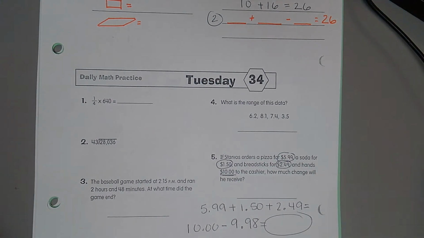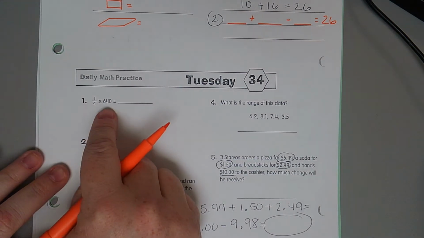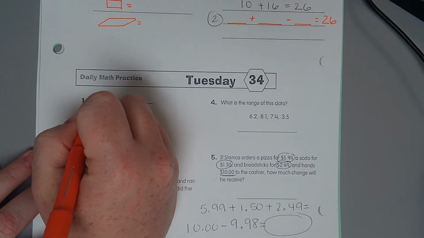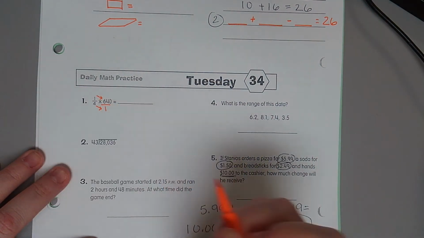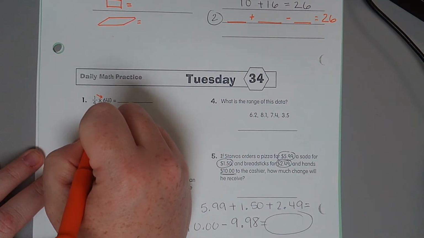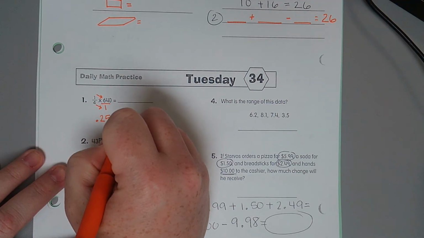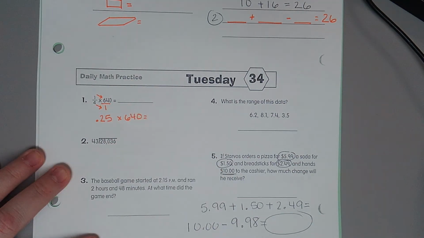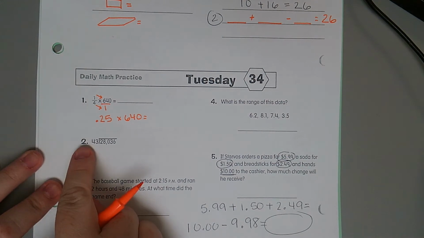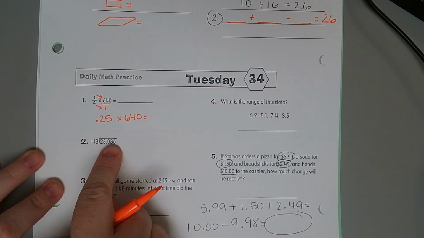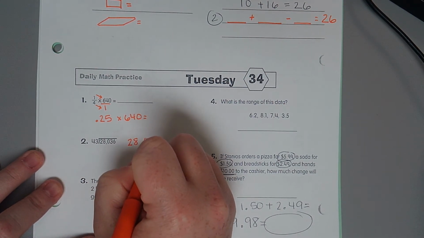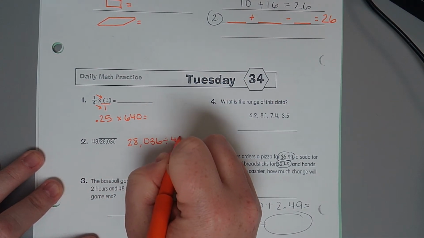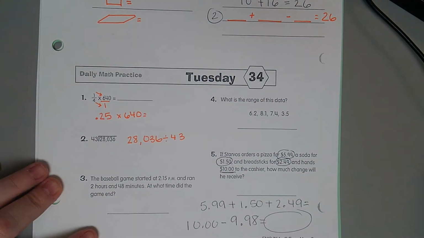Tuesday, 1/4 times 640. So you can keep it as a fraction and multiply straight across, or you can convert your fraction to a decimal: 0.25 times 640. Number 2, remember you have to do the big number inside first when you type it in. So 28,036 divided by 43. What does it equal?